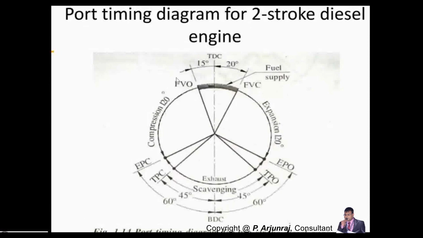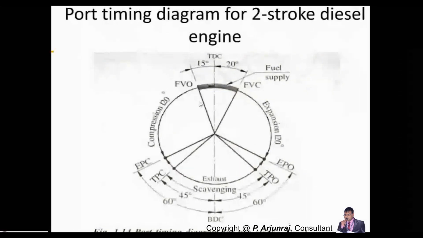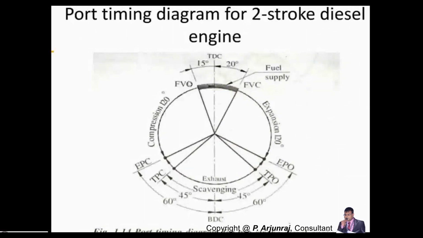So here in the case of the diesel engine, you have the fuel valve opening and fuel valve closing, whereas in the case of the petrol engine, you have the ignition. You see, the fuel valve opens 15 degrees before TDC, and the fuel valve closes 20 degrees after TDC. So basically it's nothing but the fuel supply. Once the fuel supply is over, you're going to get the expansion, where you get high pressure, and again you get the exhaust. But first is basically the compression stroke, where your inlet port opens and then the inlet port closes. This is the same cycle basically.